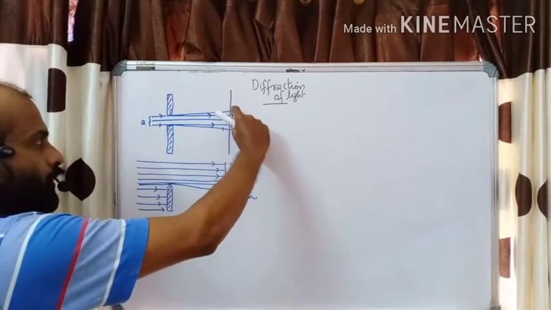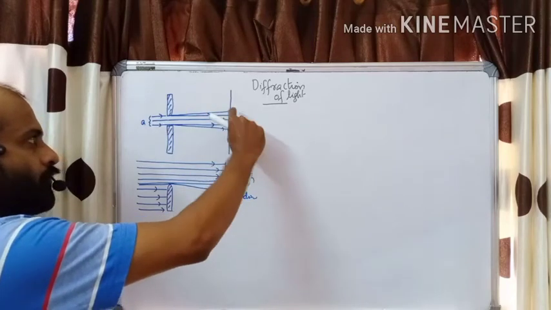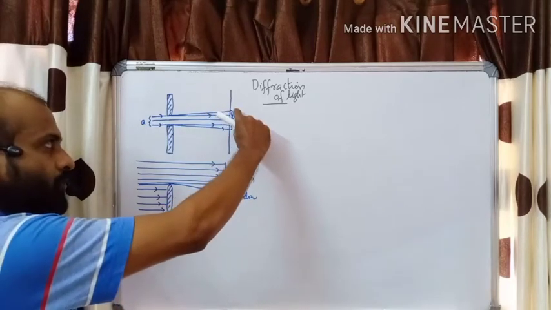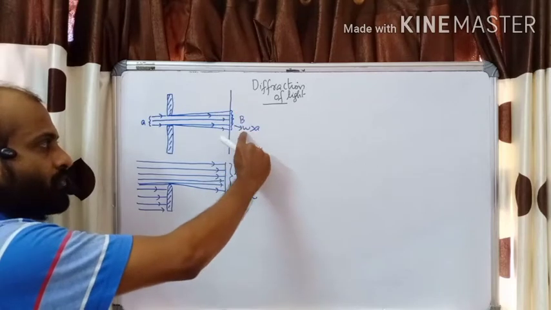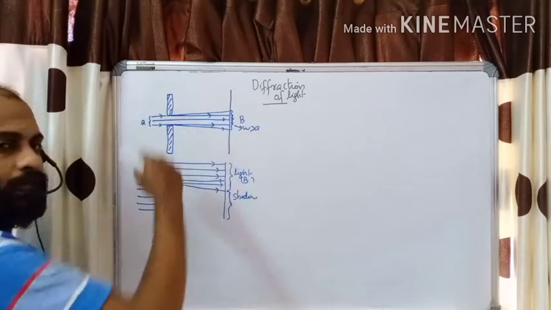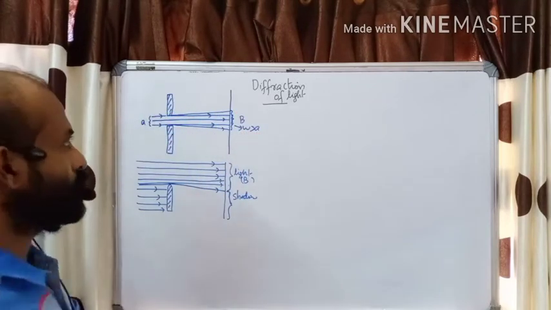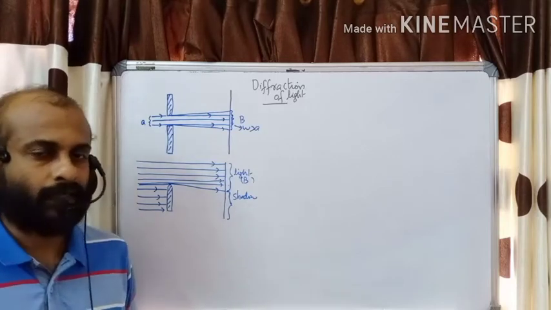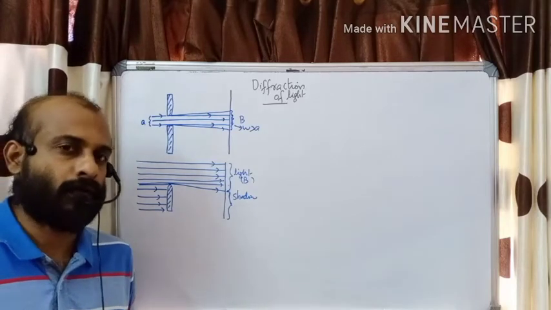Here also, when the light through the slit falls on a screen, the width is comparatively large compared to the size of the slit. Now this phenomenon is called diffraction of light.